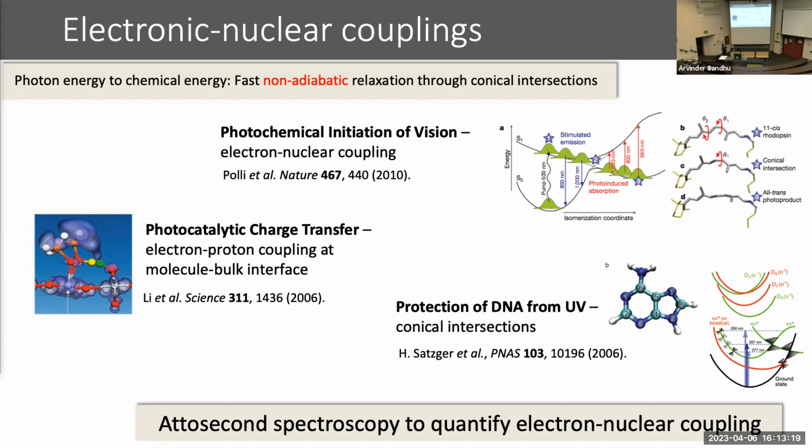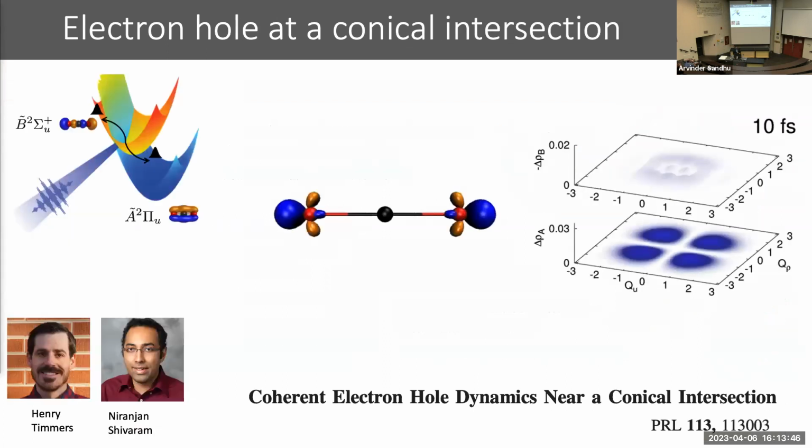Same is true in charge transfer. Same is true in the ways in which DNA protects itself from UV light. Because a UV photon is very energetic and it pumps a lot of energy into the system. If you don't get rid of it, the bonds will break. So it basically gets rid of this energy by going through these conical intersections. So our goal was to figure out what is the strength of interactions near this conical intersection. And that's what we did.